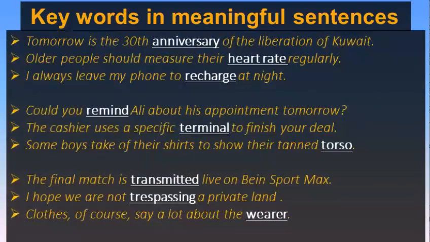Tomorrow is the 30th anniversary of the liberation of Kuwait. For example, any event, if we're talking about the celebration of this event every year, is called anniversary. Older people should measure their heart rate regularly. Of course, older people should measure their heart rate regularly.